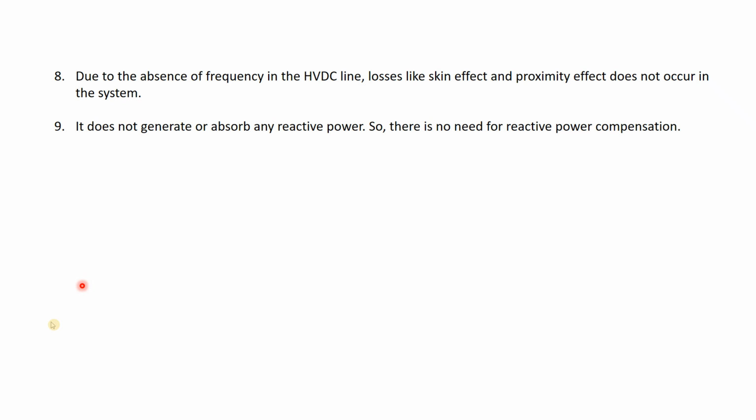Okay, so it does not generate or absorb any reactive power, so there is no need for reactive power consumption. That means we have already discussed this, that in HVDC transmission, intermediate substations are required in very small numbers, because there is no concept of voltage drop due to reactive power consumption. So we don't need to use any reactive power compensating device. But the converter station requires reactive power, so there is a reactive power compensation system in the converter station, but for transmission it is not required.